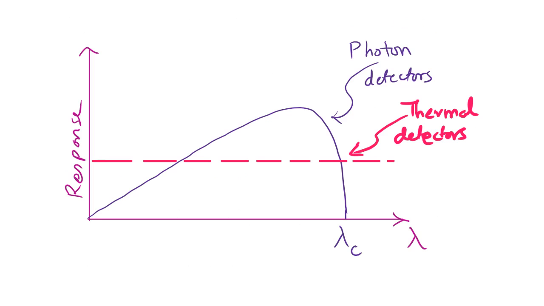So here you have graphically the response of photon detectors in contrast to thermal detectors. For example, you can clearly see for the photon detectors, there is going to be a definite long wavelength cutoff, which I indicated as lambda c here, beyond which there is no response from the detector.